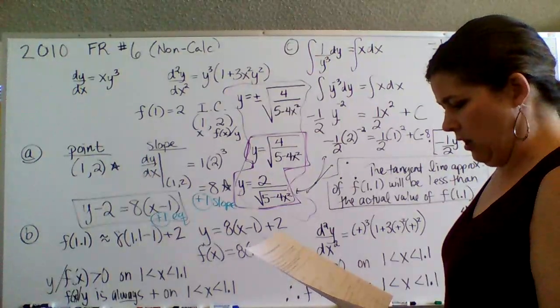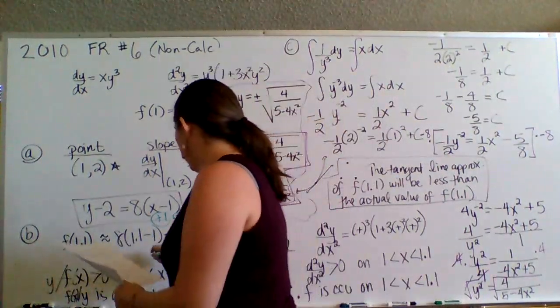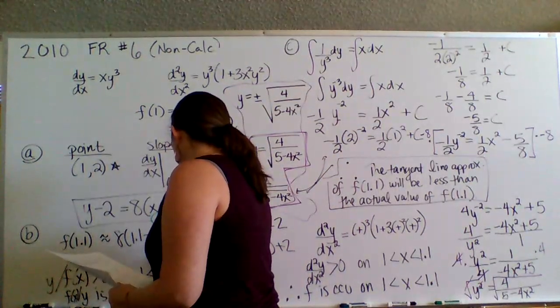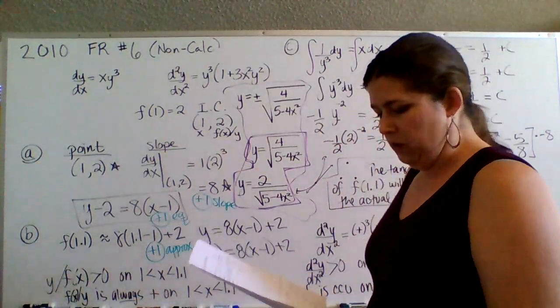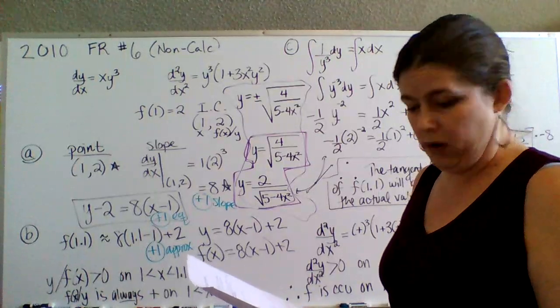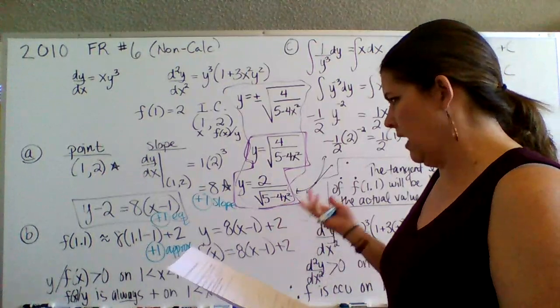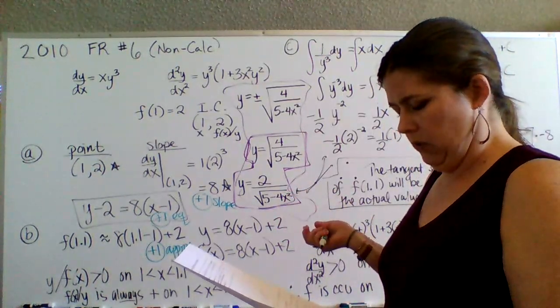Part B is also 2 points, so you get 1 point for your approximation. I would have stopped right here: the approximation using the equation of the tangent line to approximate f of 1.1. If you worked it all the way out, you do get approximately 2.8. And if you had different versions of that that are all equivalent, that's fine too. We'll read your work with you on that part.